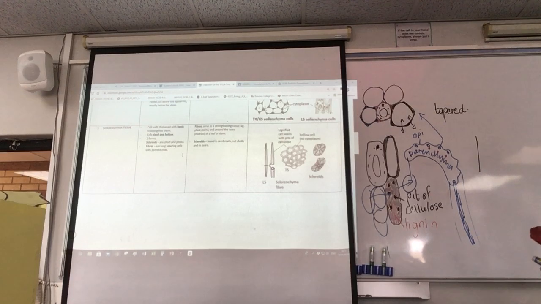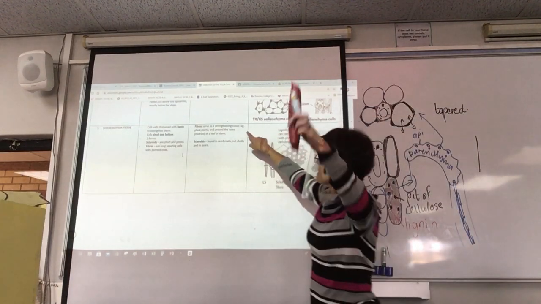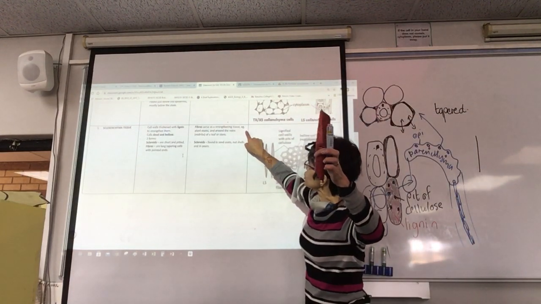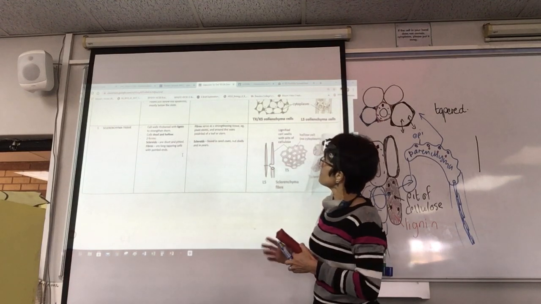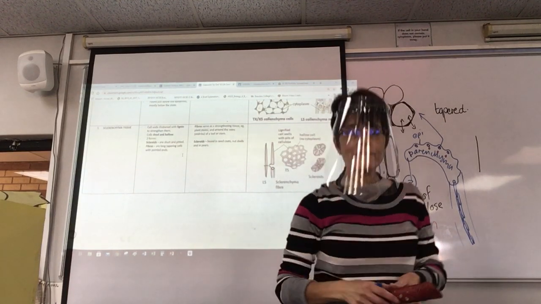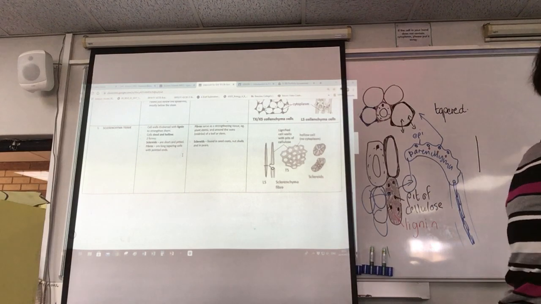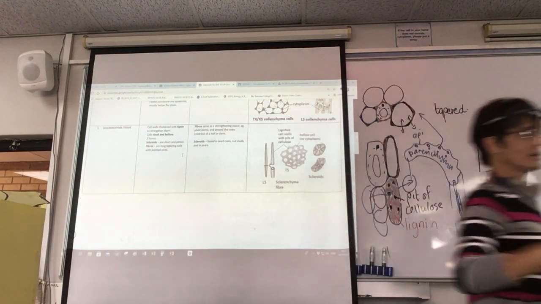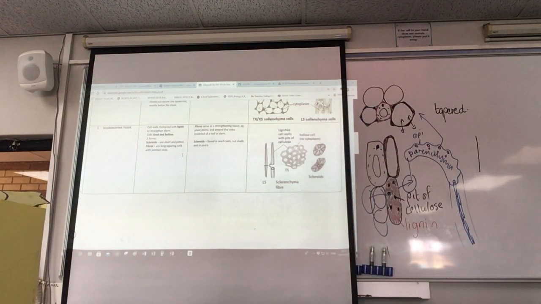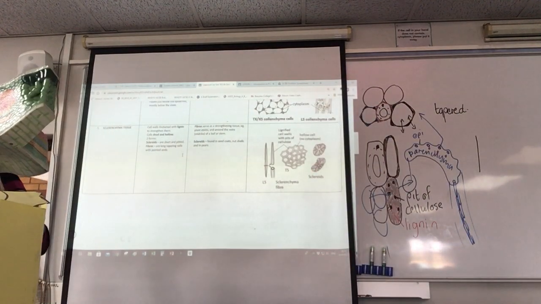All right. So fibers serve as strengthening tissue, like in plant stems and around the veins of a leaf or a stem. So let me show you on the model. Remember, here are my little leaves.